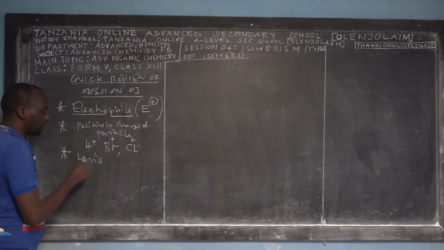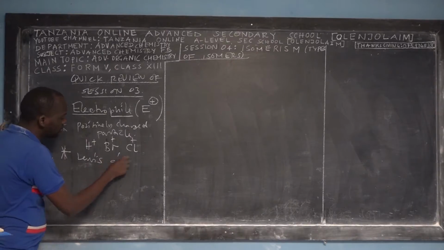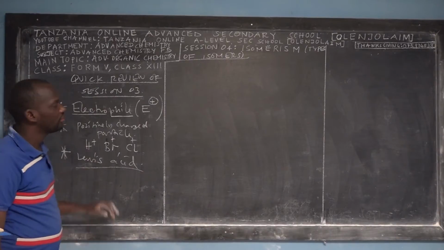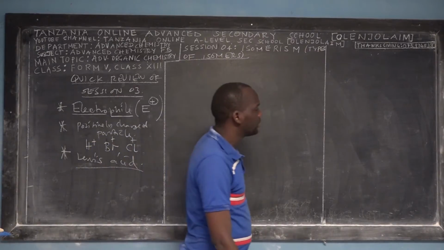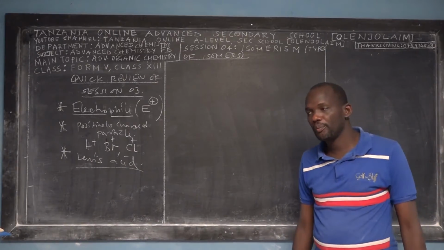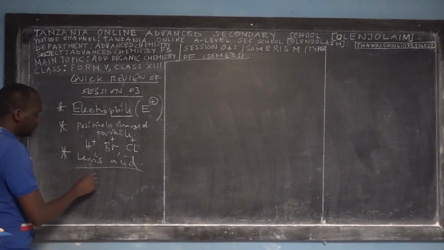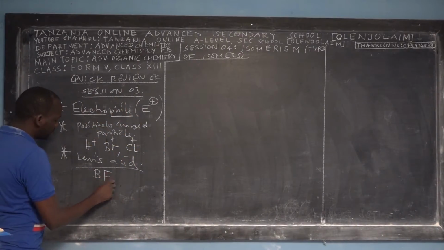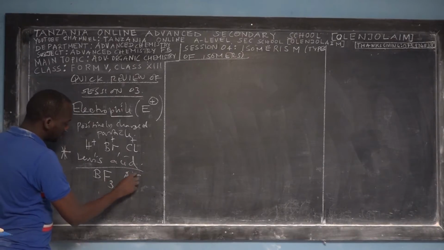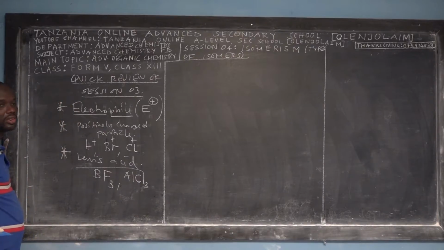Another example is the second type of electrophile, which we call Lewis acids. Lewis acids are chemical compounds which contain at least one empty orbital, so they can accommodate the lone pair coming from the nucleophile. An example is boron trifluoride. Another example of a Lewis acid is aluminium trichloride, or aluminium chloride.